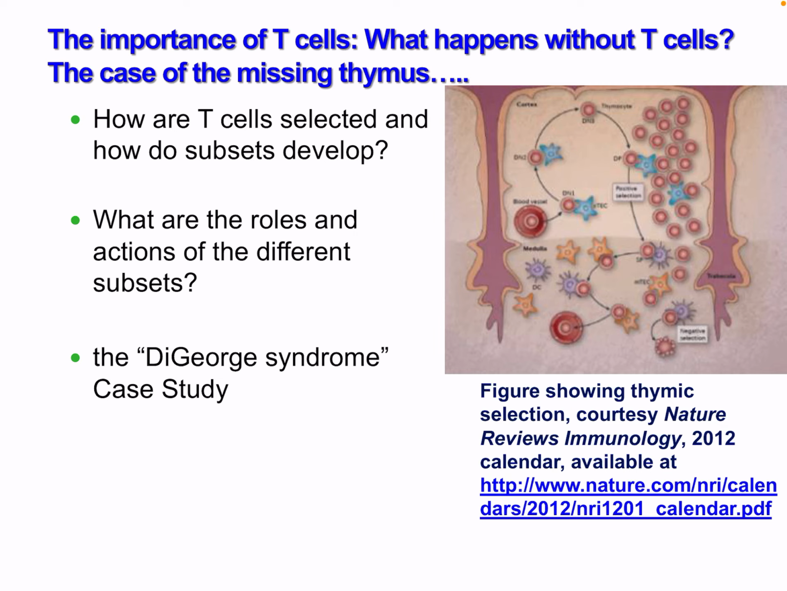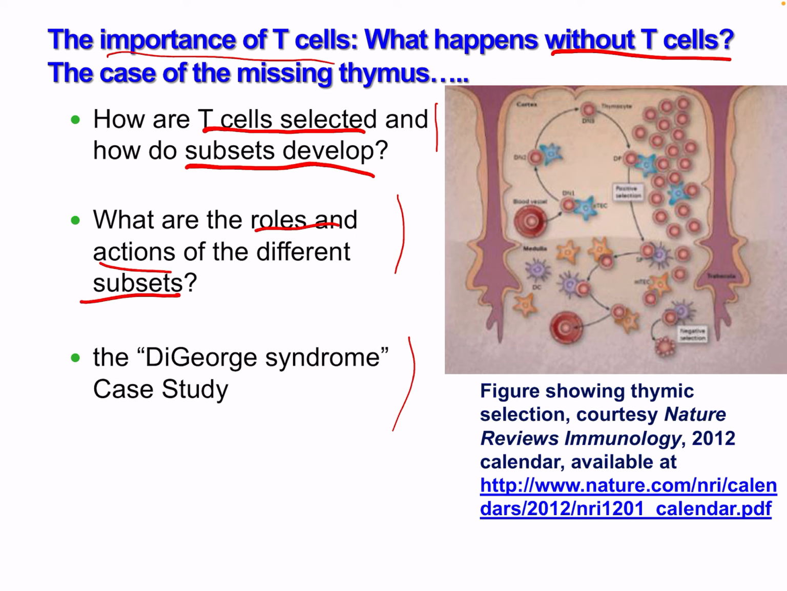Hello guys, so now we're going to look at the importance of T cells and what happens without T cells, and also the different types of T cells. Some questions to keep in mind, as we'll answer these throughout the lecture, are: how are T cells selected and how do the subsets develop, and we'll get to the different types of subsets. Again, what are the roles and actions of these subsets? And we'll also look at a little bit of a case study about DiGeorge syndrome.